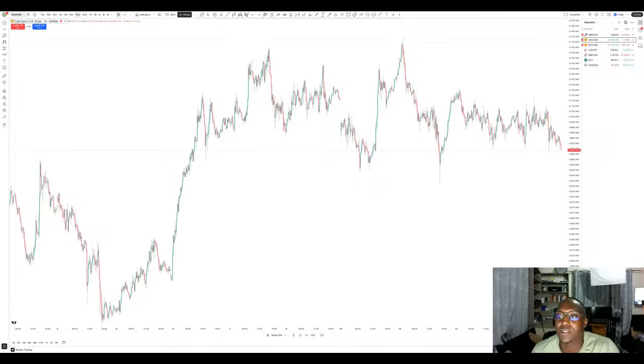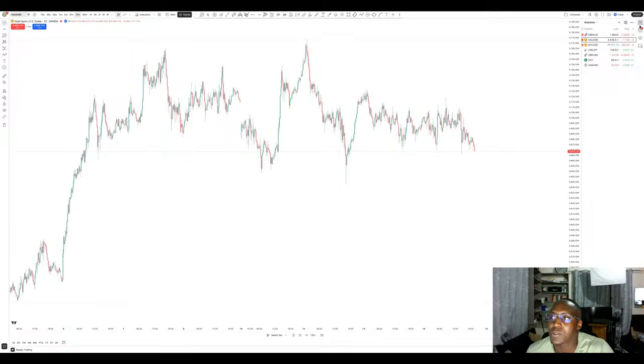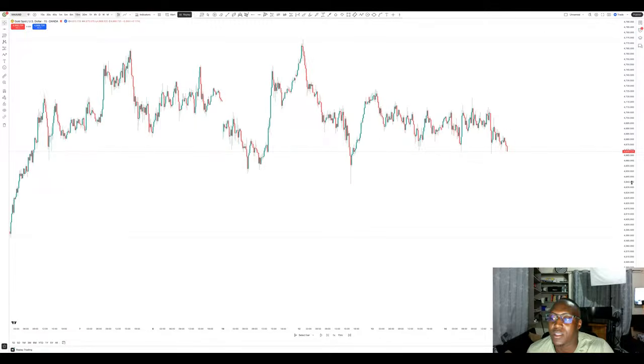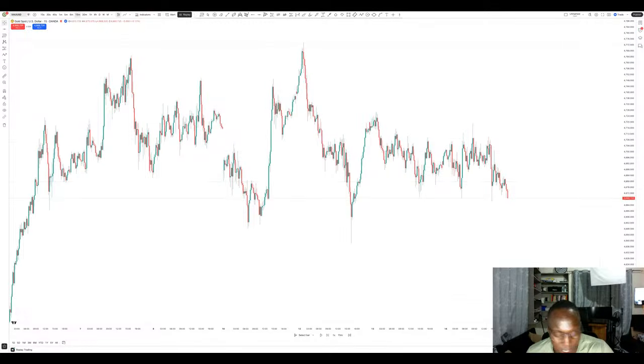We are going to look at how we trade using support and resistance following last week's performance, how the market performed last week, and hopefully maybe from there you may be able to.